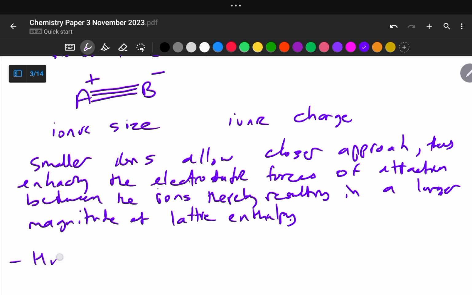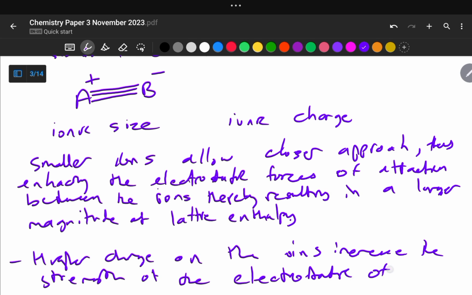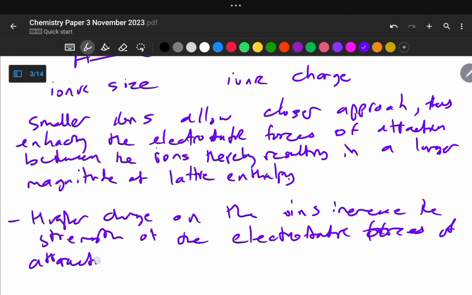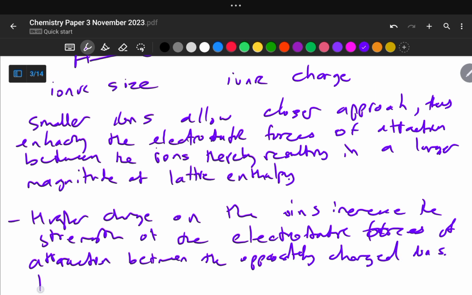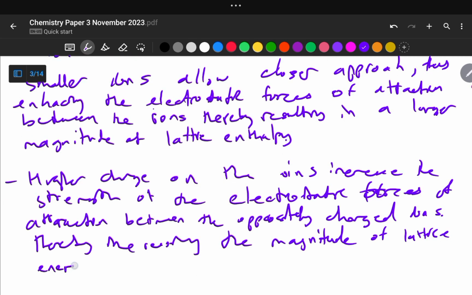So higher charges on the ions increase the strength of the electrostatic forces of attraction between the oppositely charged ions, thereby increasing the magnitude of lattice energy or lattice enthalpy.